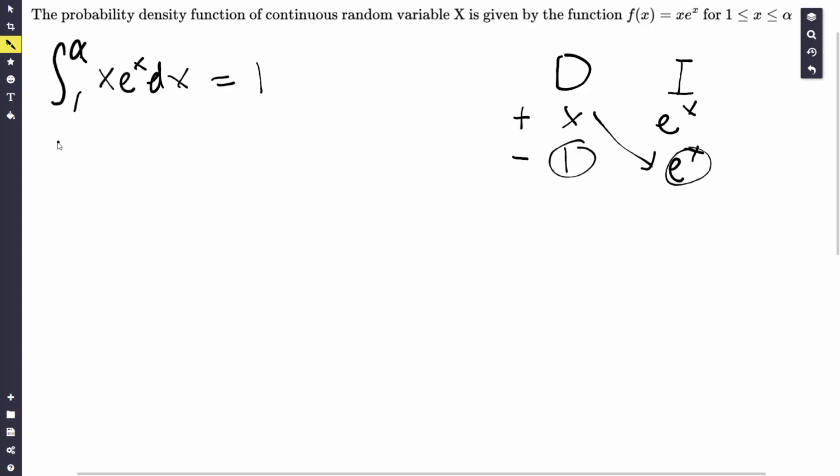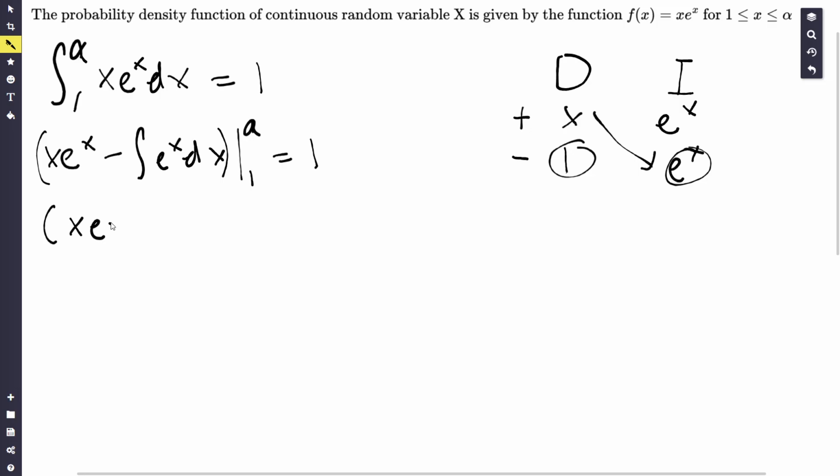So this integral is just going to become x times e to the power of x minus the integral of e to the power of x dx. This is all going to be evaluated from 1 to alpha. This is still equal to 1. So we see this is simply going to become x times e to the power of x minus e to the power of x evaluated from 1 to alpha, and we set this equal to 1.